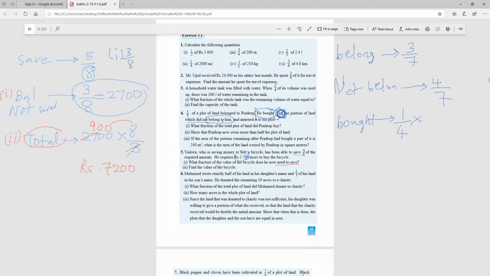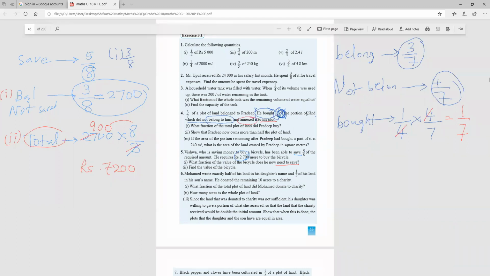Which is not belonging to him? Is it 3/7 or 4/7 that is not belonging to him? 4/7. Very good. Then you have to write 4/7, which is not belonging to him. So multiplication is like a seesaw. We can cross over the 4. Then 1/7 he bought and annexed it to his plot.